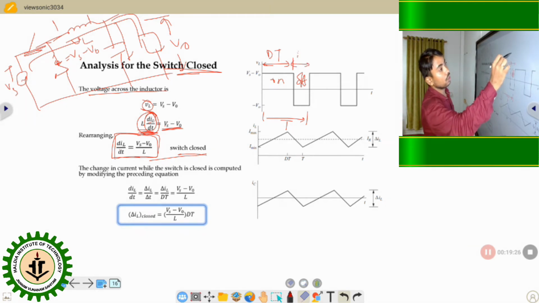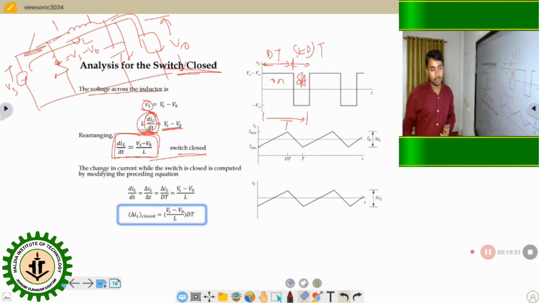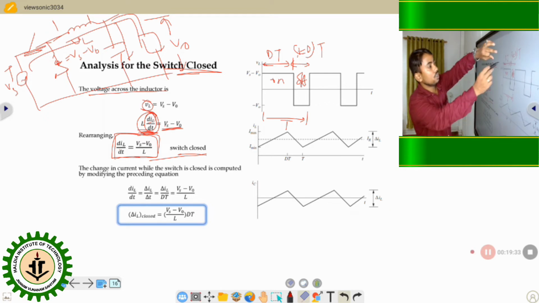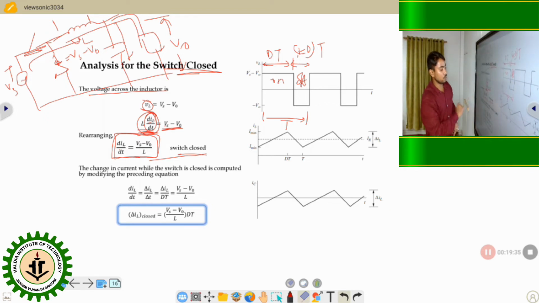I just put this time period dT here and rearrange this equation. So here del IL by del t, this del t is the changing time. This time is the on time. What is the on time? On time is dT. I just put dT here, and from this equation we calculate del IL, the change in inductor current. So del IL closed is equal to Vs minus V0 by L into dT. This is the net change in the current when the switch is closed.